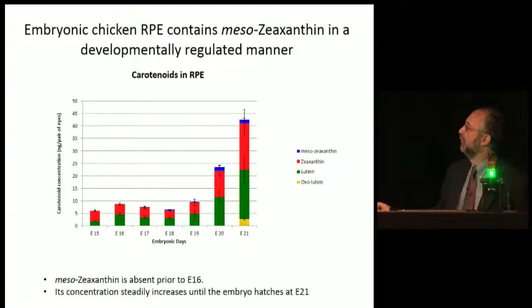Meso-zeaxanthin appears on E17, embryonic day 17. It is not present on E15 or E16. So we're going to see that it is developmentally regulated when meso-zeaxanthin appears. And this is in the retinal pigment epithelium, not in the retina. Sorry about what I was saying there. But you can see that it appears in the retinal pigment epithelium at E17, and does increase through time.